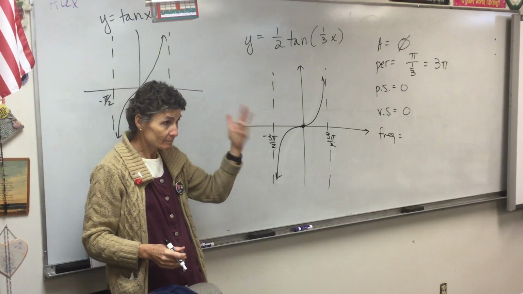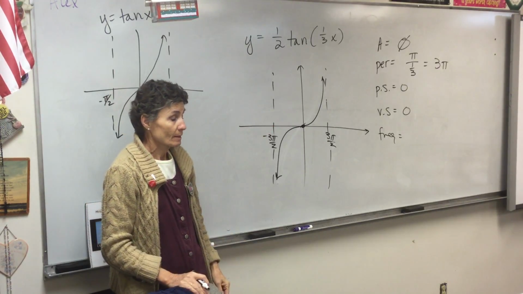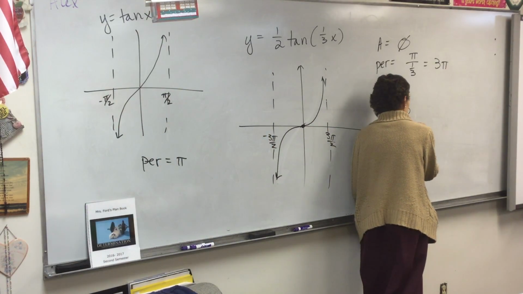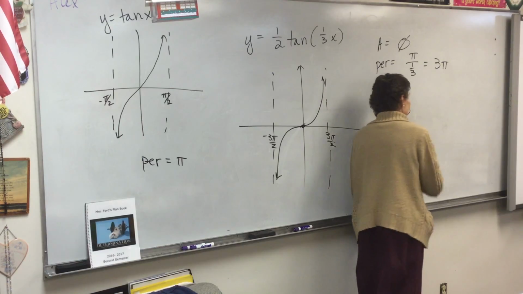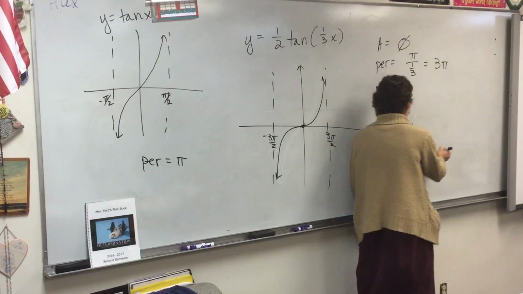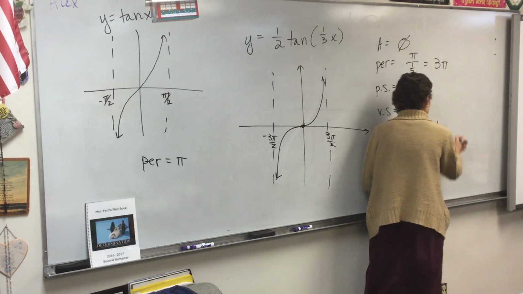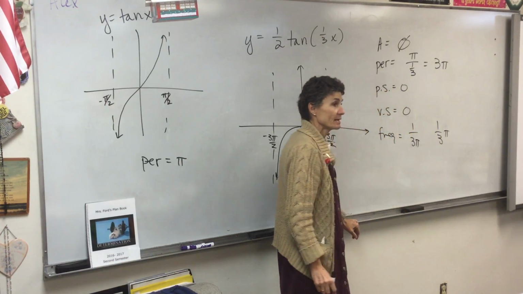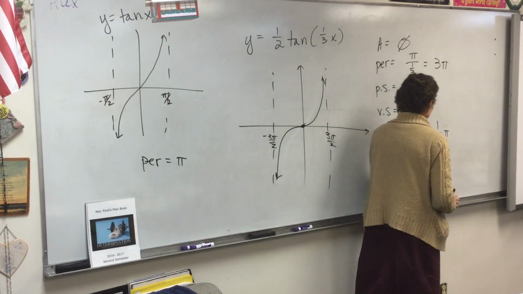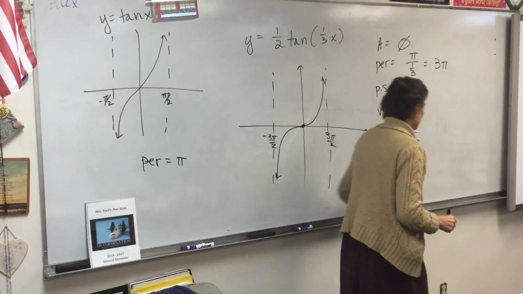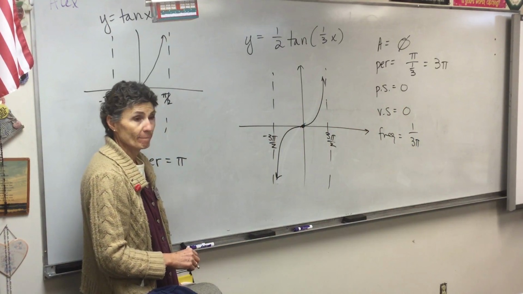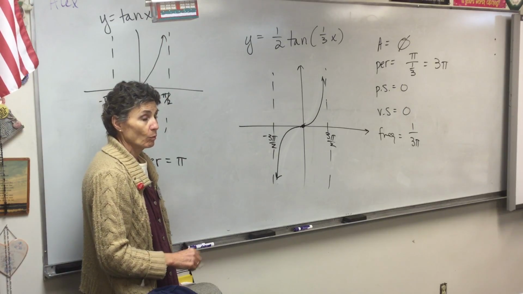Everybody kind of seeing that? What's our frequency? 1/3 pi. Now, I want to caution you, when you write that, you better write it like that. Don't be writing it like this. That's not the same thing, is it? You mean 1/3 pi. So make sure that pi is in the denominator with the 3.